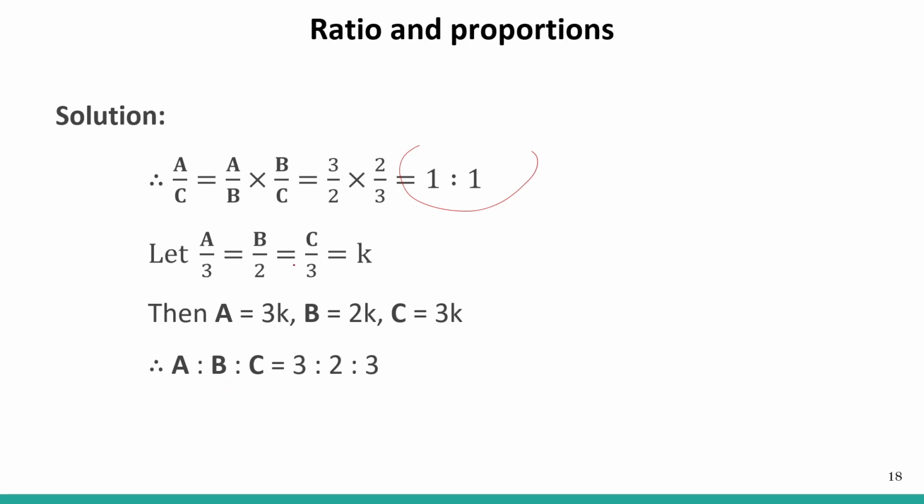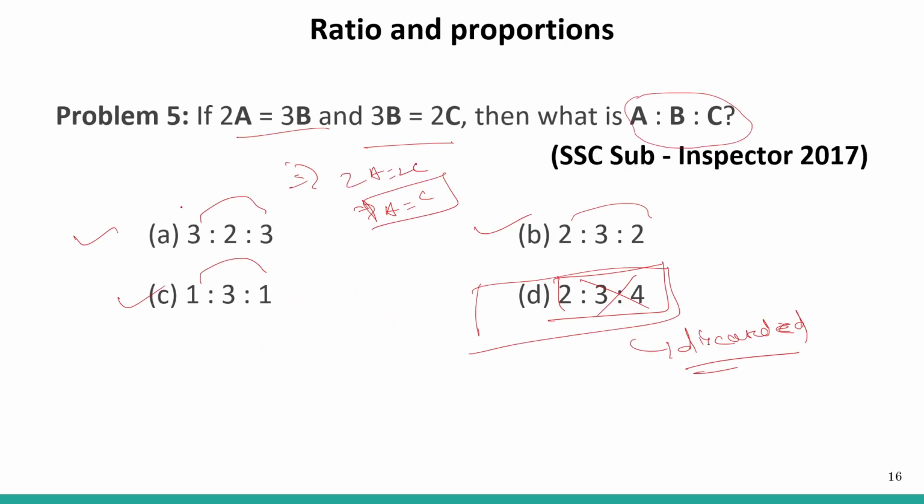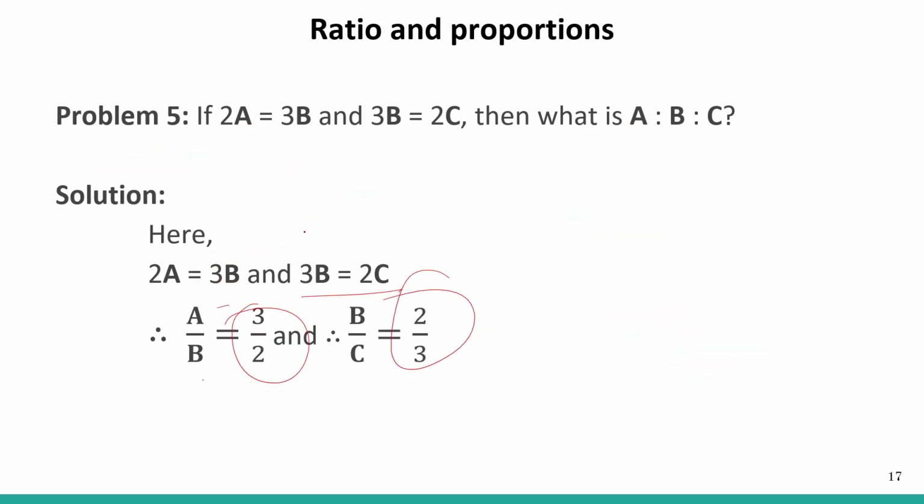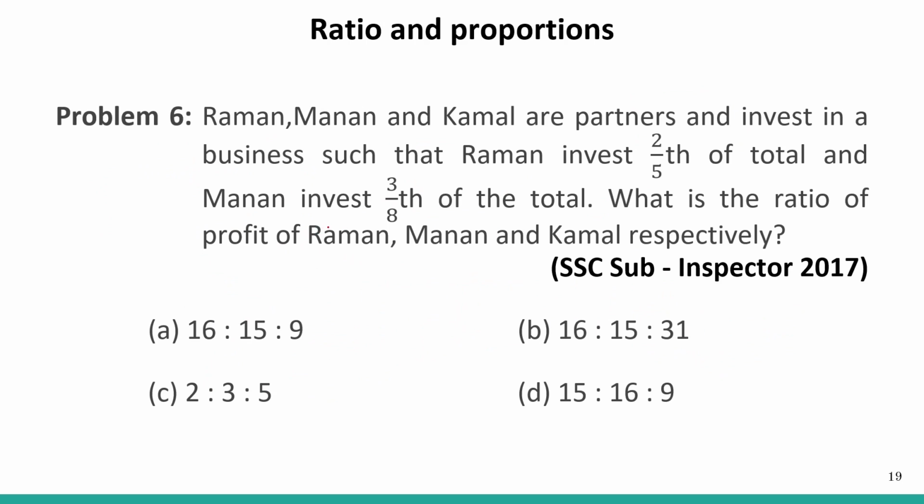So A by 3 is equal to B by 2 is equal to C by 3 is equal to K. Let it be like this. So A is equal to 3K, B is equal to 2K and C is equal to 3K. So A is to B is to C is 3 is to 2 is to 3. So the only correct option among these is this one. These are all wrong. So this is the only correct one. So let's proceed with problem number 6.